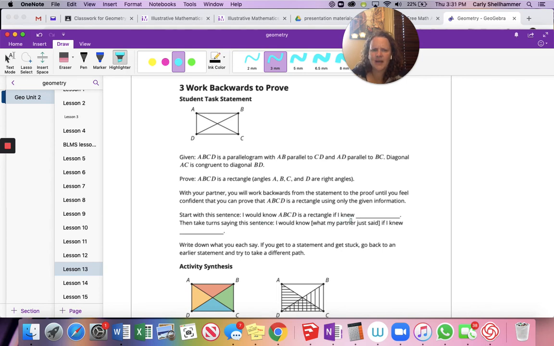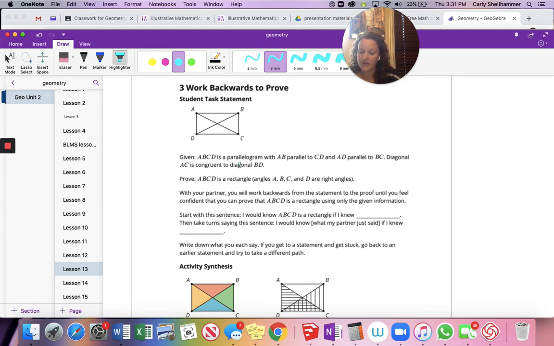I would know that ABCD is a rectangle if I knew one angle was 90 degrees, then I would know all of them are. But let's make sure that's the way they want us to go. Yep, if I knew the angles were right angles, right? And the next thing says, take turns saying this sentence: I would know what my partner said if I knew whatever, okay?